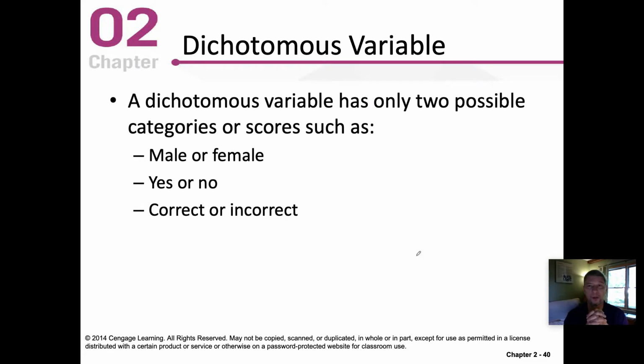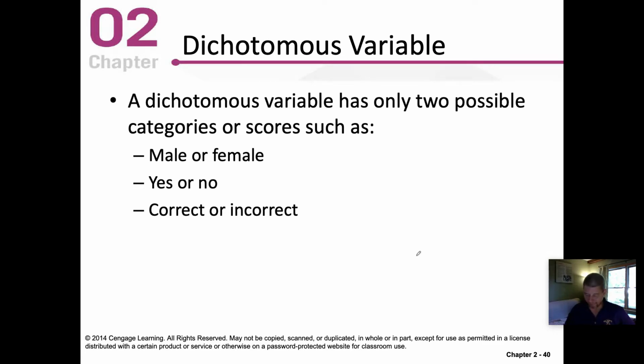2 plus 2. If you wrote 4, it's correct. If you wrote 6, it's incorrect. And so that's a dichotomous variable, correct or incorrect. So keep that in mind as we go through the rest of the course.